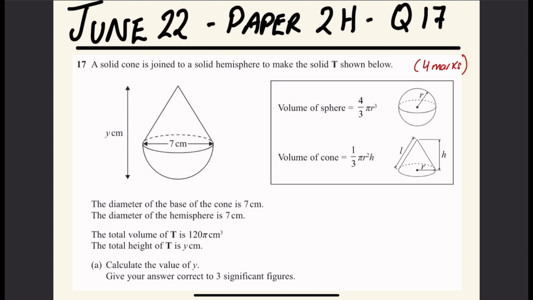Alright, so a solid cone is joined to a solid hemisphere to make the solid T shown below. So solid T is this whole thing. The diameter of the base of the cone is 7, so that's that here. Diameter of the hemisphere, 7, so they're essentially joined on each other, they've got the same circular surface area. The total volume of T is 120 pi centimeters cubed. The total height of T is y centimeters, so that's the total height.